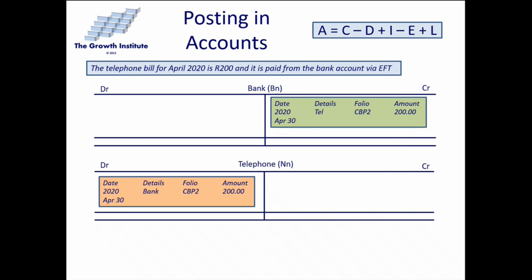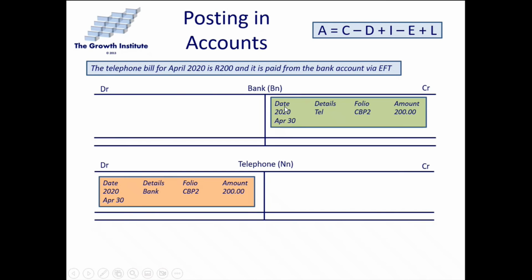So, first thing we have to do is identify the asset account that is affected, and that is bank. In this case, it is in our balance sheet section and it will have a number. That's what the N stands for. It's not assigned yet, so that's why I just say N. Money is leaving the asset account, so we are going to record that account on the credit side.